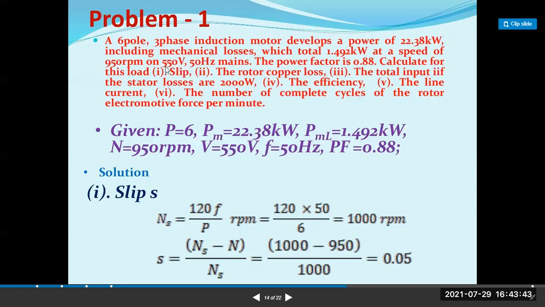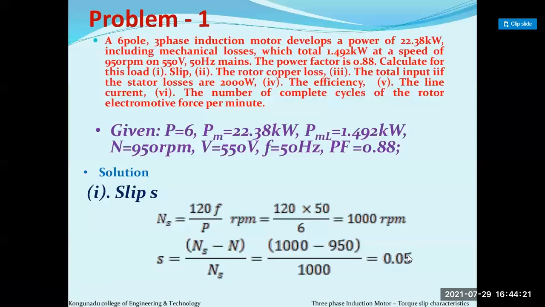Slip. Now we have to find the value of slip. Slip has the value Ns minus N divided by Ns. For the rotor speed, this is the 950 rpm. And for the slip value, we have to find the synchronous speed. The formula is 120 f upon P. f is given as 50 hertz. P is your number of poles, 6 is given. So 120 into 50 divided by 6 will give you 1000 rpm, and the rotor speed is 950. So when you put the value of Ns and N, you will get the slip as 0.05.